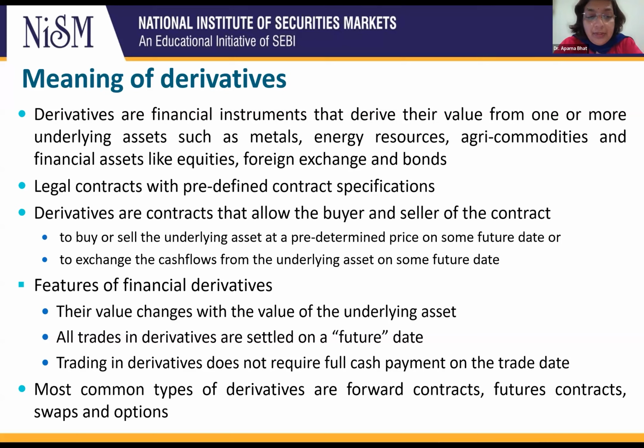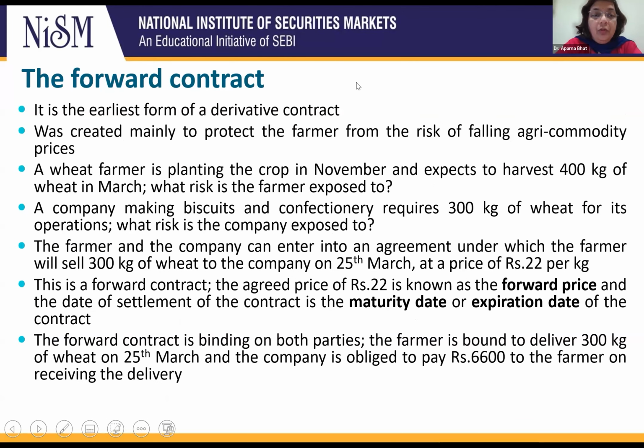So which are the commonest types of derivatives? They are the forward contract, futures contract, swaps, and options. Now let's look at all these contracts one by one. First, the forward contract. What is this forward contract? It is the earliest form of a derivative contract. This is the oldest derivative contract.